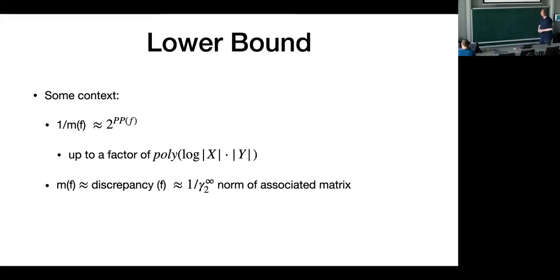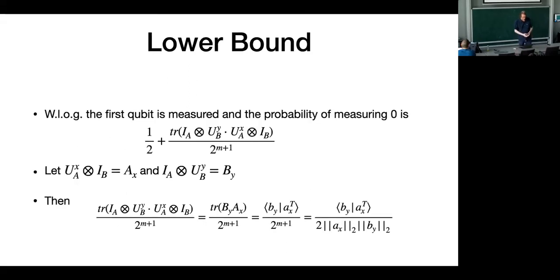And for some other measures that are well known, margin complexity is pretty much the discrepancy, and the discrepancy, whatever that is, is pretty much 1 over the gamma 2 infinity norm of the associated communication matrix. So what we show is essentially that our one-way protocol needs to be at least m to the -2. This is this epsilon squared. So the margin is essentially the best bias you can get.